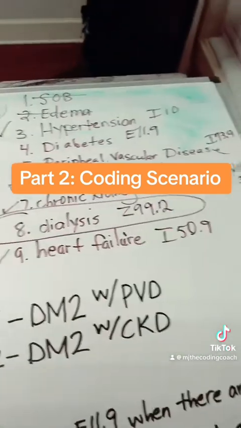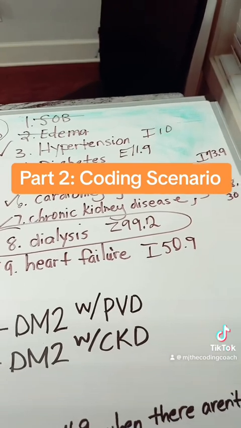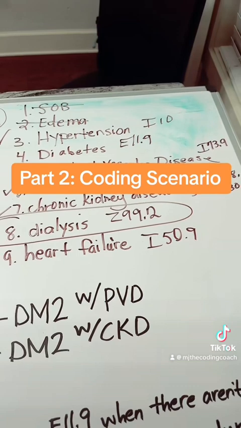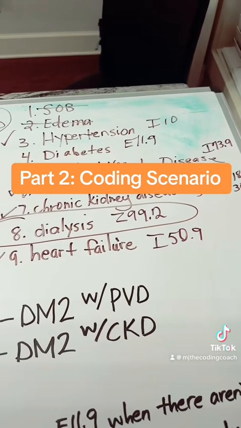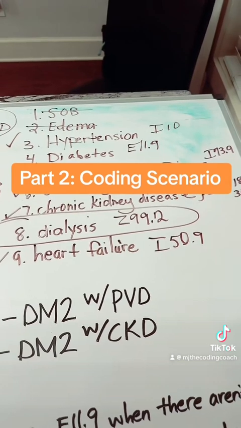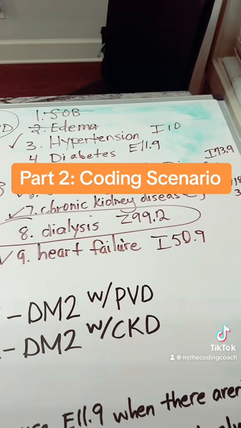Going back up to what we have, we found in the chart shortness of breath, edema, hypertension, diabetes, peripheral vascular disease, cardiomegaly, chronic kidney disease, dialysis, and heart failure. So you see we've already coded for numbers 3, 6, 7, and 9.